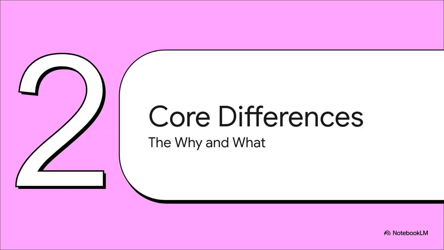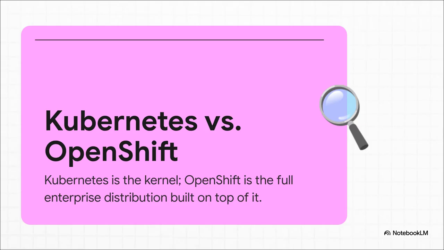Okay, so what are those differences really? That brings us to Section 2, OpenShift's core differences. Let's break down the why and the what that really separates OpenShift from the vanilla Kubernetes you already know and love. Probably the best way to think about this is with this analogy. If Kubernetes is the powerful, flexible kernel of an operating system, then OpenShift is the full-blown enterprise distribution, kind of like Red Hat Enterprise Linux. It takes that kernel and bundles it with all the tools, the security, and the utilities you actually need to run in production.